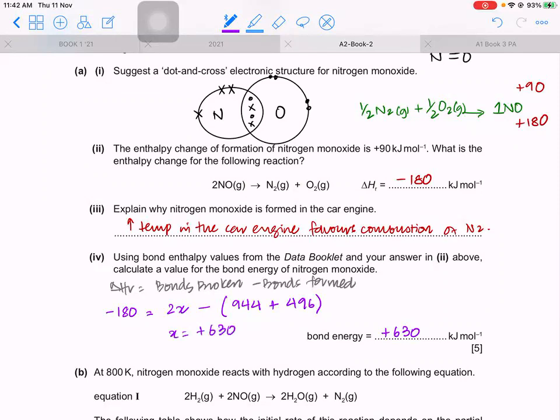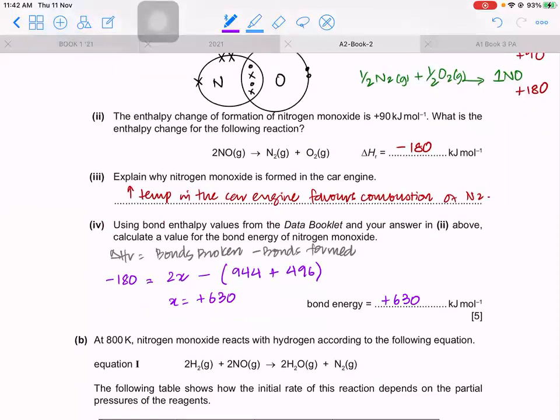Clear? And you see the answer is correct because the value is coming out to be positive. Bond enthalpy is always positive. If in case your answer was coming out to be negative, you must have made an error during your calculation. Bond enthalpy is always positive because it's an endothermic reaction.